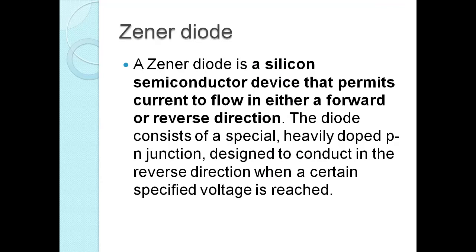So to make it perfect to work in reverse bias condition, while constructing a Zener diode, it is heavily doped compared to a normal PN junction diode.